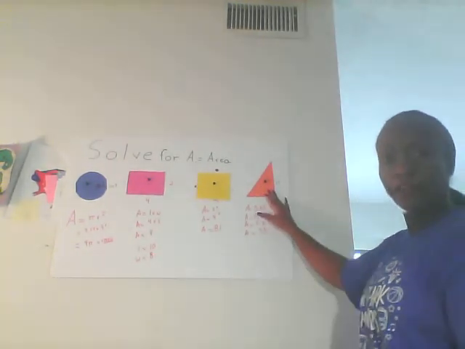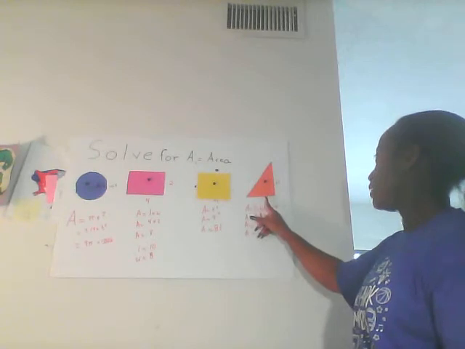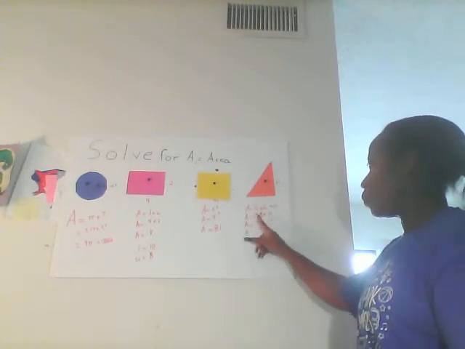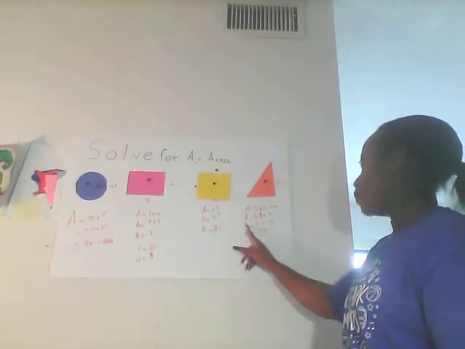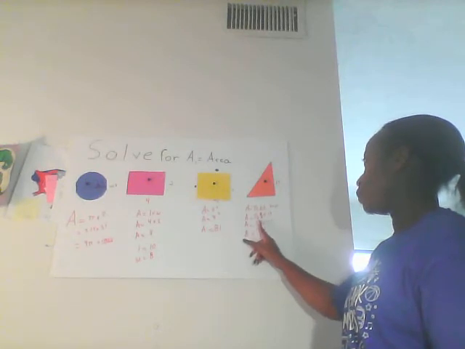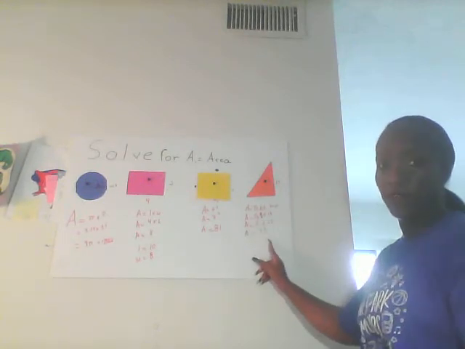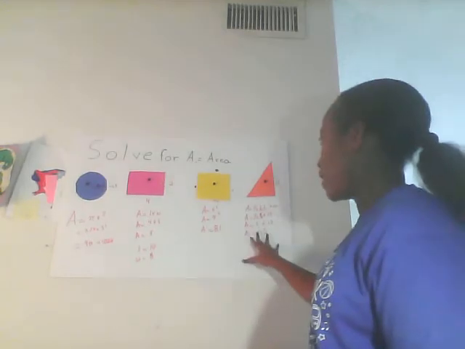With the triangle, the base is 10 and the height is 15. 1/2 base times height: 1/2 of 10 would be 5. 5 times 15 equals 75. So that's 1/2 base times height.